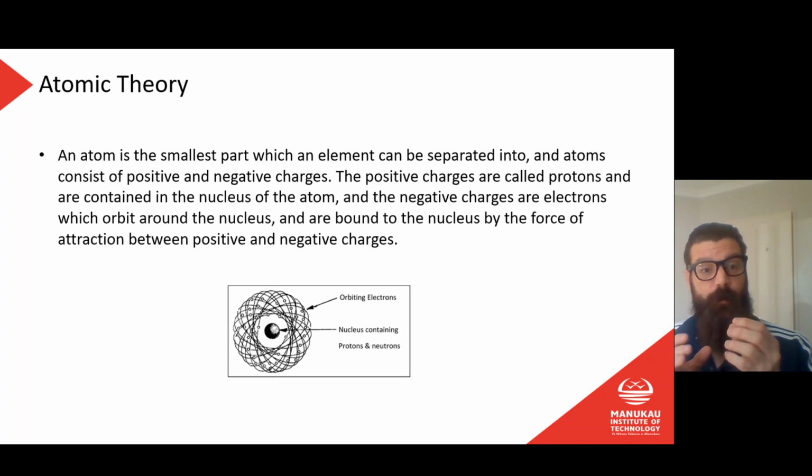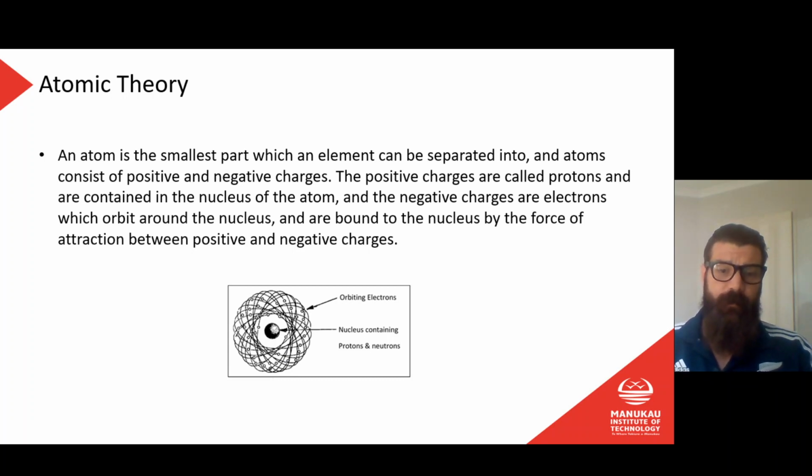Positive charges are called protons, and they are contained in the nucleus. That's in the center. So that's our little guy down in the middle here. Our protons live in there. And the negative charges are electrons, which orbit around the nucleus. So these are the electrons shooting around in orbit around the proton. They are bound to the nucleus by the force of attraction between positive and negative charges.